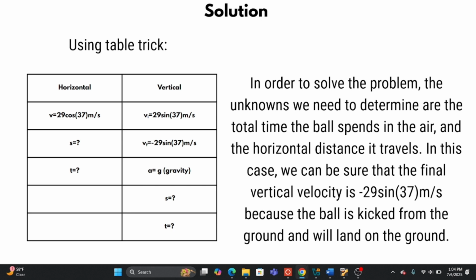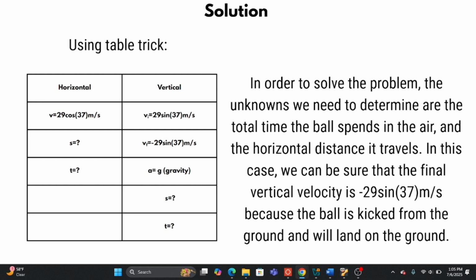And then using similar logic, we can figure out that the vertical velocity will be the side that is opposite to the angle. And so it's just going to be 29 sine 37. And in this case, we can actually be sure that the final vertical velocity is going to be negative 29 sine 37 meters per second, because the ball is kicked from the ground and it's going to land on the ground. Or in other words, the amount of time the ball takes to reach its peak is the same amount of time it takes to go back down to the ground. And because gravity is always 9.81 meters per second squared, the magnitudes of the final and initial velocity are going to be the same.